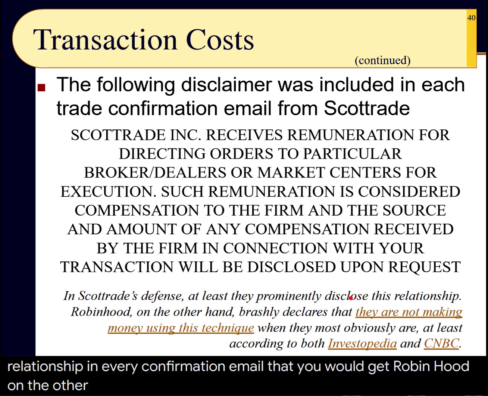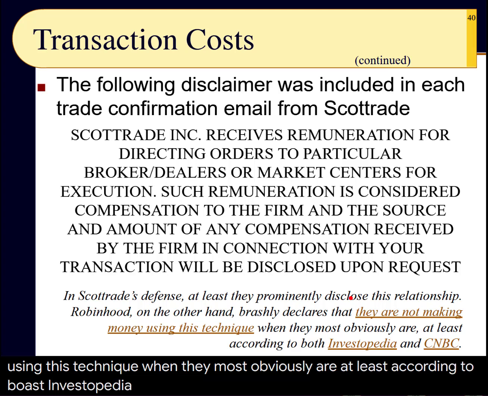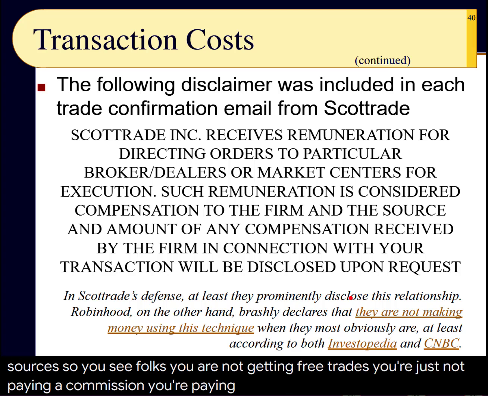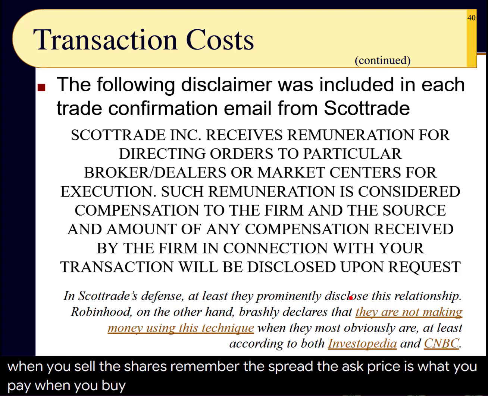Robinhood, on the other hand, brashly declares that they are not making money using this technique when they most obviously are, at least according to both Investopedia and CNBC, which I consider to be both reliable sources. So you see, folks, you are not getting free trades. You're just not paying a commission. You're paying more when you buy the shares. You're receiving less when you sell the shares. Remember the spread. The ask price is what you pay when you buy. The bid price is what you receive when you sell.